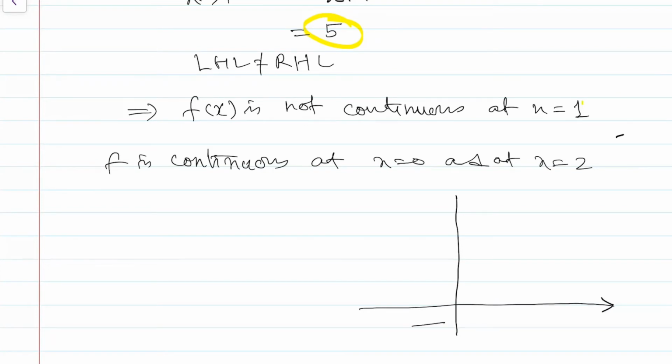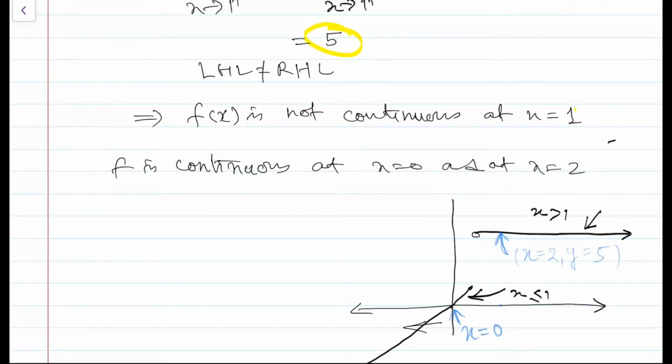The graph of the function will be like this. When x is less than 1 means this side, f(x) equal to x. This way, less than or equal to 1, so 1 point will be included. And when x is greater than 1, it is equal to 5. Like this. When x is greater than 1, this will be the graph. When x is less than or equal to 1, this will be the graph. So this function will be discontinuous. But when x is 0, at this point the function is continuous. When x is 2, somewhere here, the function is also continuous.